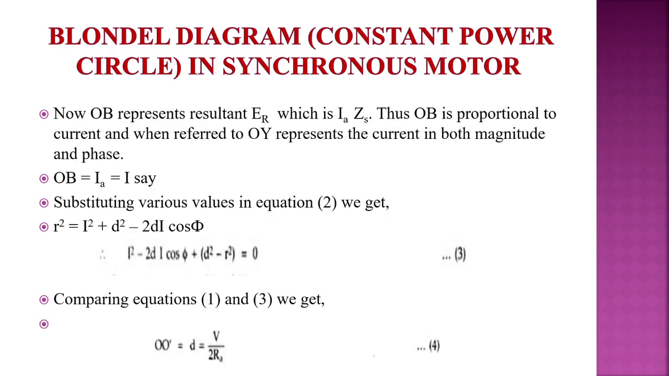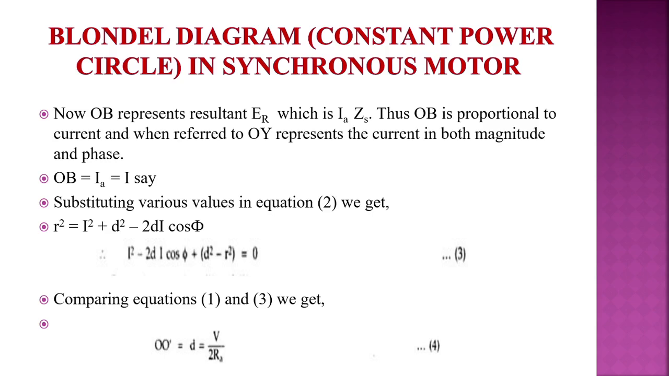Now OB will represent the resultant ER, which is IAZS. So OB is proportional to current, and when referred to OY represents the current in both magnitude and phase. So OB is equal to IA, let us say I. Substituting the values in equation 2, we get R square is equal to I square plus D square minus 2DI cos phi. So I square minus 2DI cos phi plus D square minus R square is equal to 0.